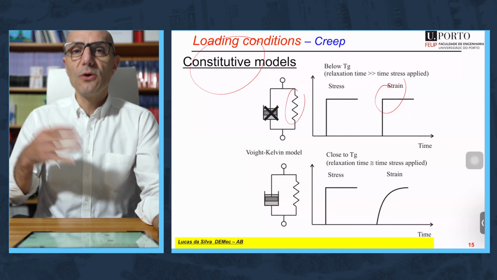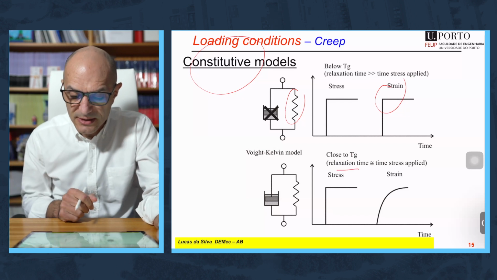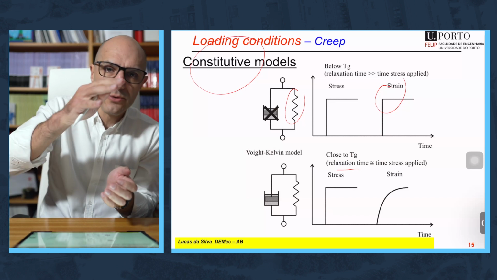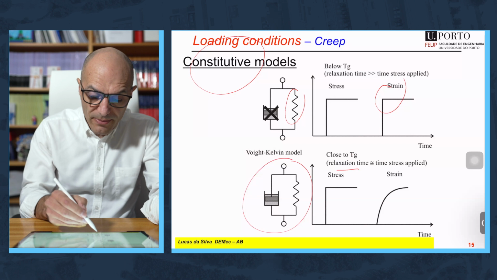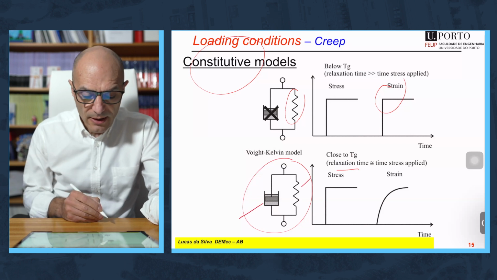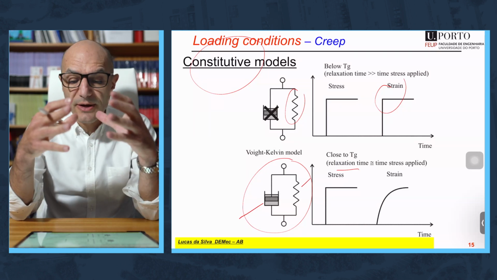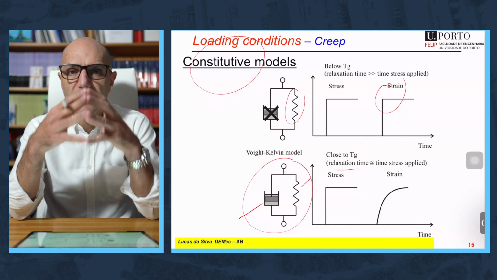Now, if you are close to Tg, the relaxation time is comparable to the time stress applied. And if you apply a stress, the strain will take some time to reach the maximum value. For the constitutive law, you need to apply not only a spring, but also a dashpot. So that's for the durability, and in this module we concentrated on fatigue and creep.